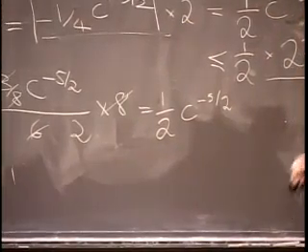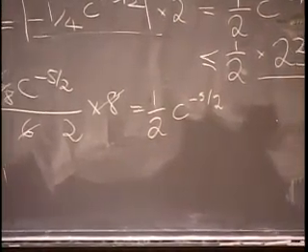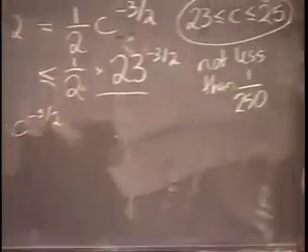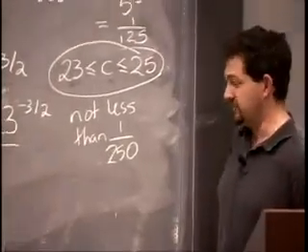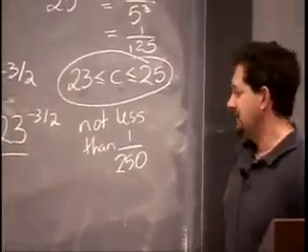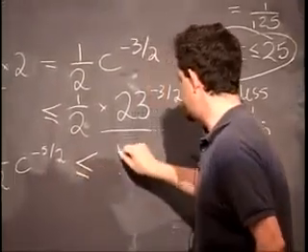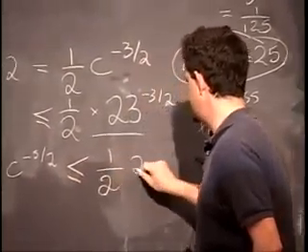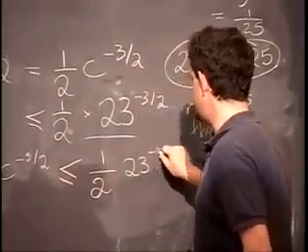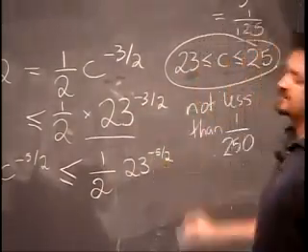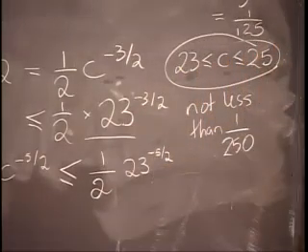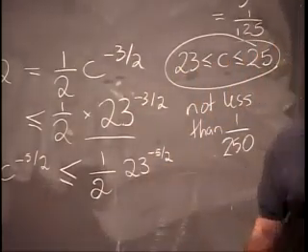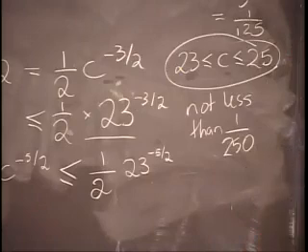Okay, again, c is between 23 and 25. So how big could that be? The biggest it could be is 23 to the minus 5 halves. Now, we've got to get some feeling of how big that is. What is a number less than 23 that you can easily take the square root of?